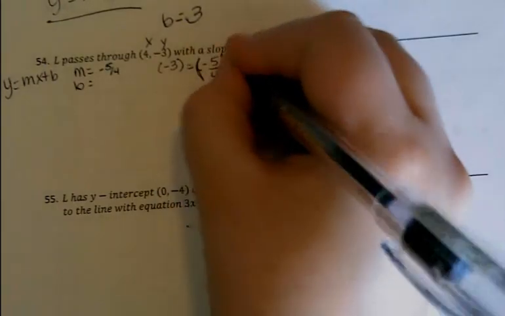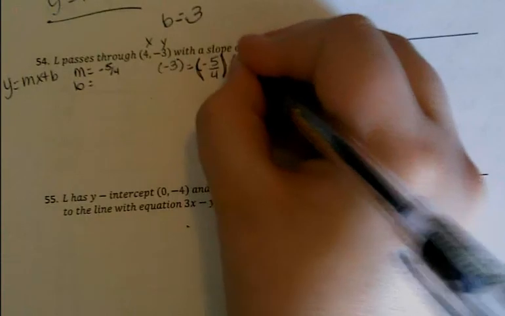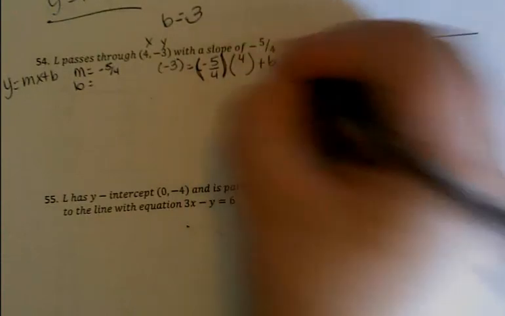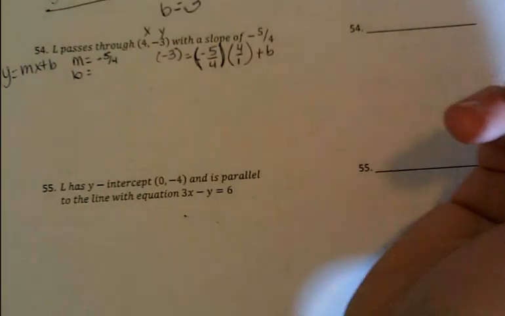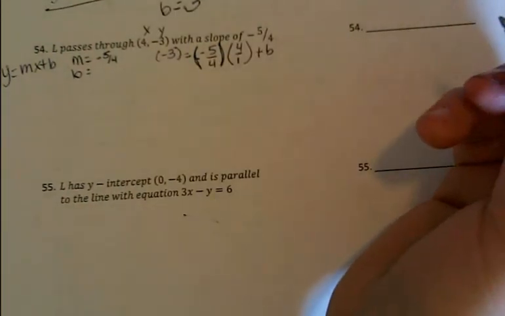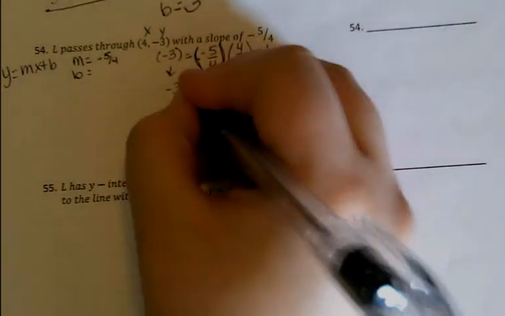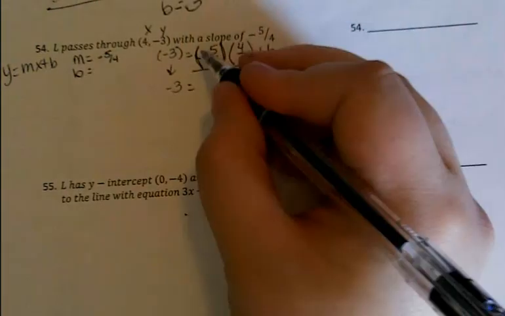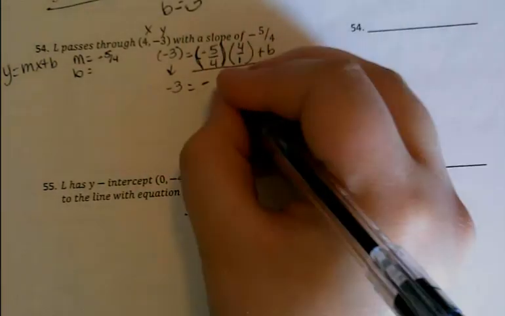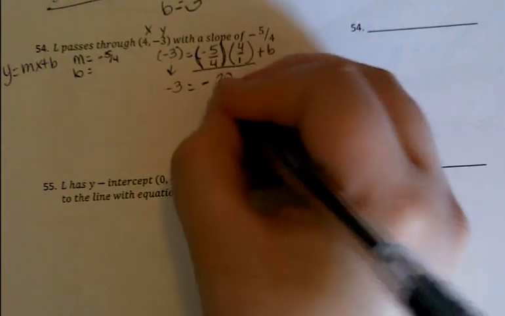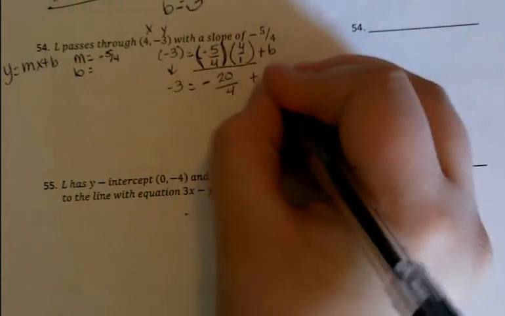My x was 4 plus b. Now I'm going to put that 4/1 so I can see what my numerator and denominator are. I'm going to bring down my -3 because I'm going to multiply these two numbers together first. Well, a negative times a positive is a negative. 5 times 4 is 20. 4 times 1 is 4 plus b.